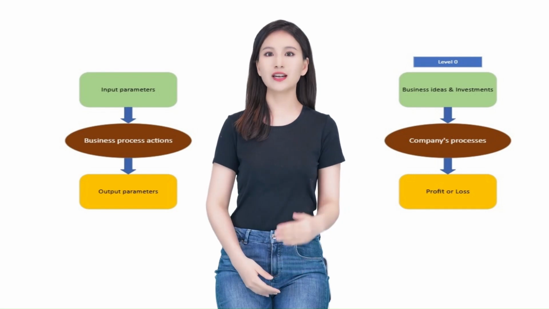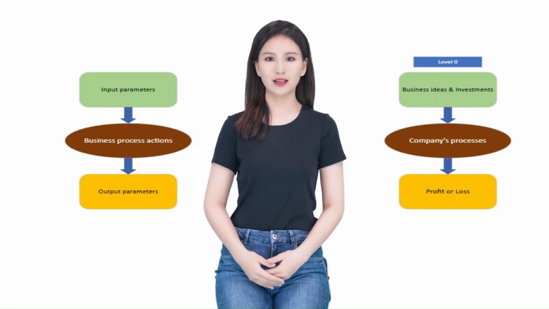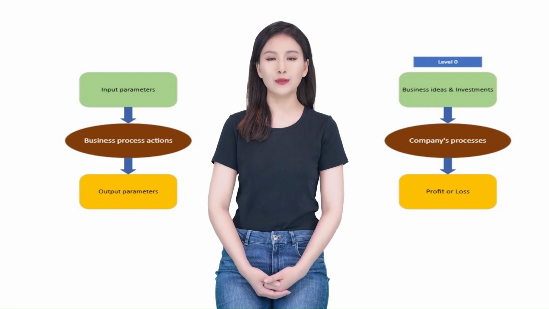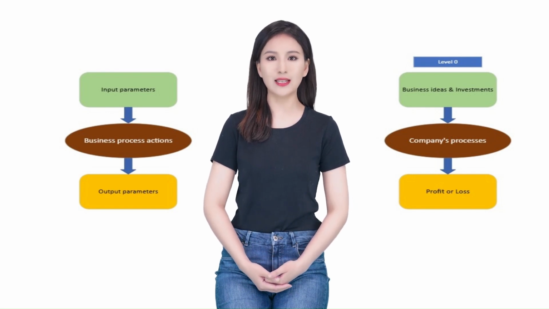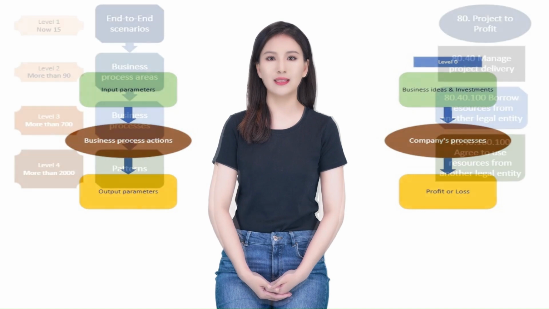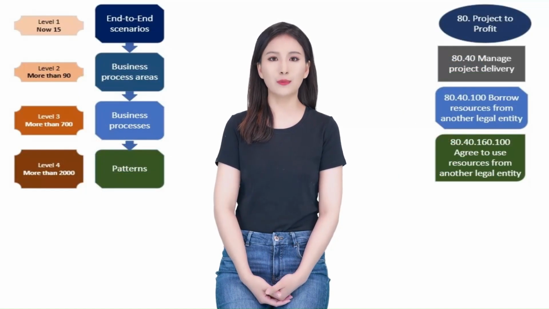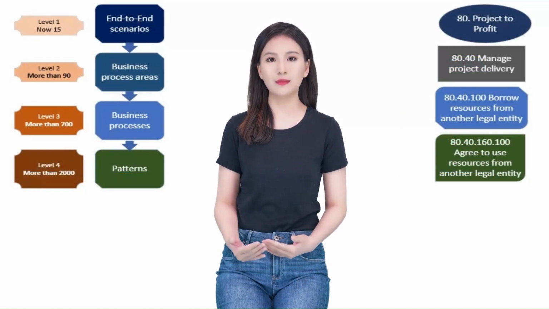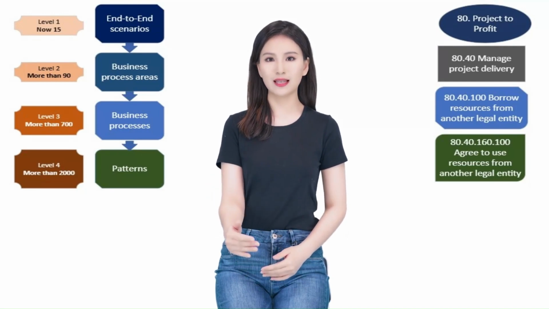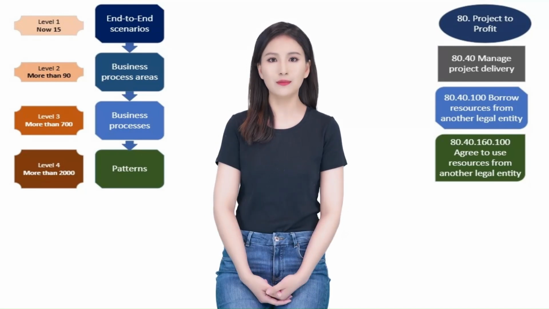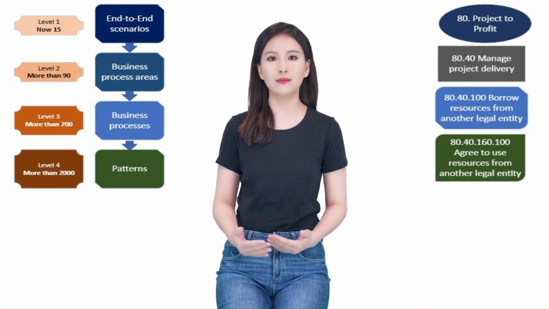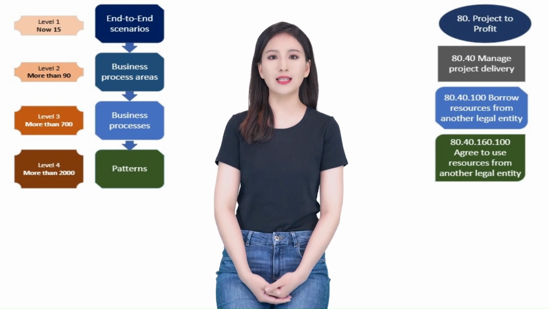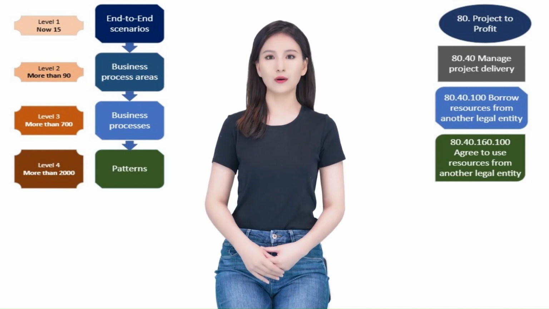When we apply this definition to any commerce company, we can say that the top level, or level 0, business process involves transforming initial business ideas and investments into profits or losses. Each business process can be decomposed into subprocesses. For example, there are currently 15 end-to-end scenarios, level 1. Each of these can be sequentially divided into business process areas, level 2, business processes, level 3, and patterns, level 4.